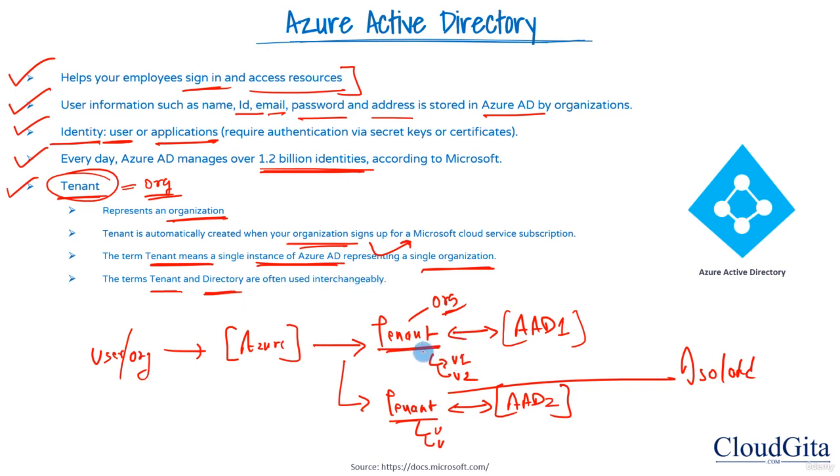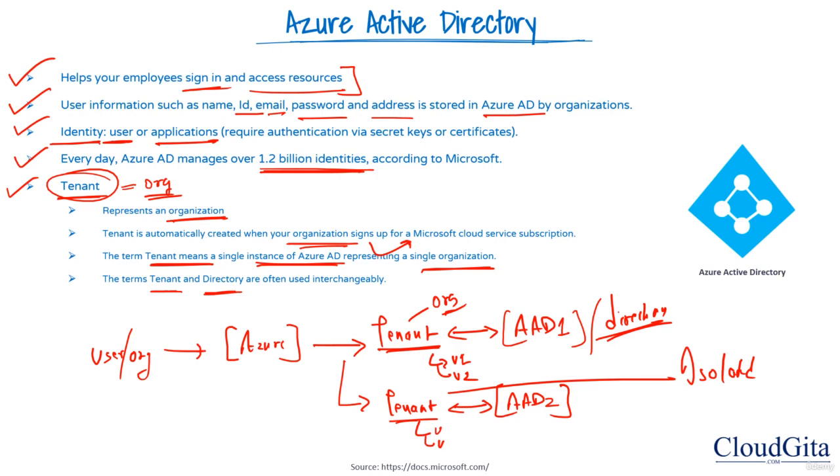Now, tenant and directory are often used interchangeably. In the portal and even in the Microsoft documents, tenant, Azure Active Directory, and sometimes even directory, these words are used interchangeably. But at this stage, for all practical purposes, you can imagine tenant, Azure Active Directory, and directory as the same thing. All right.